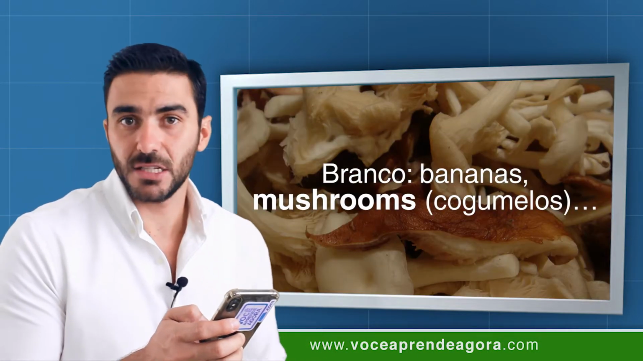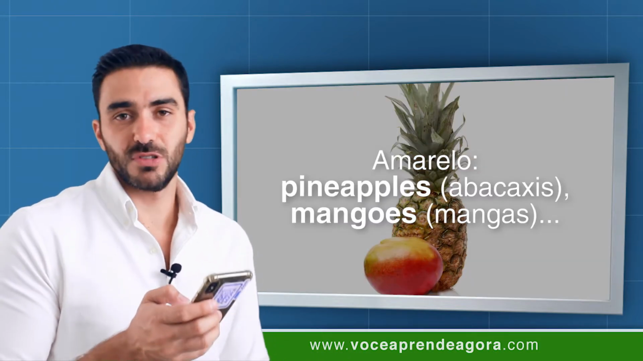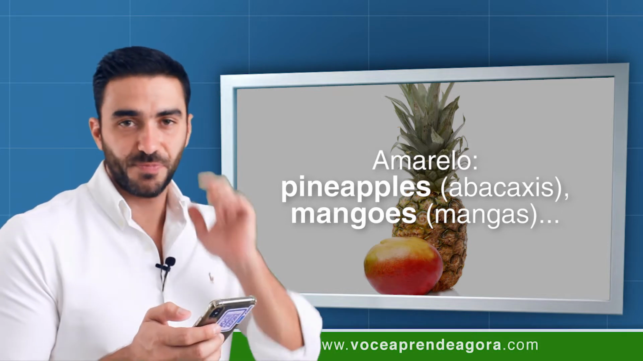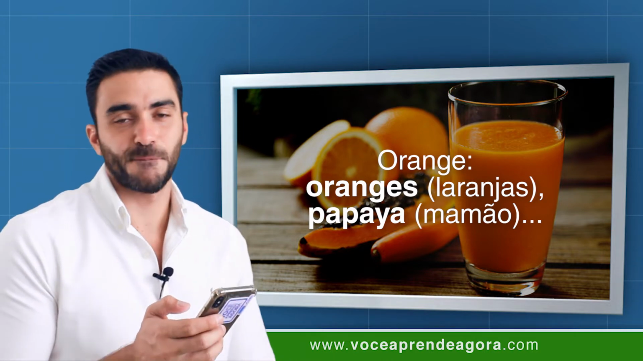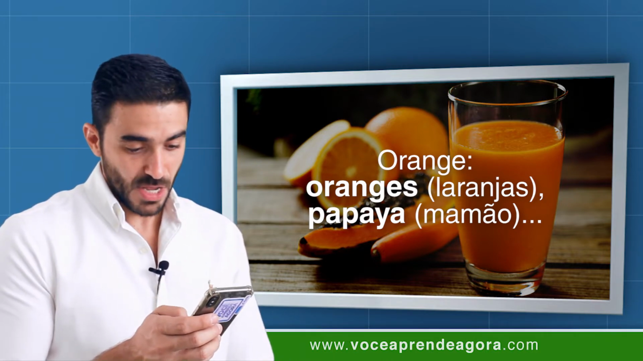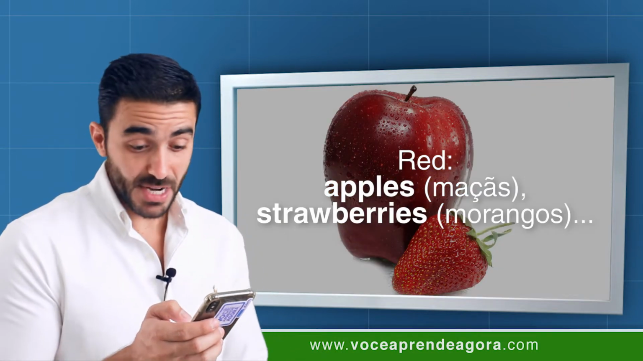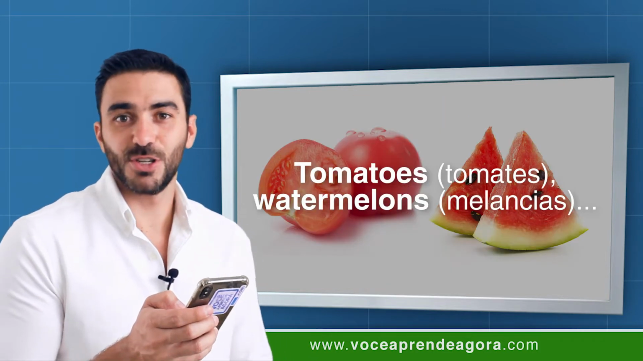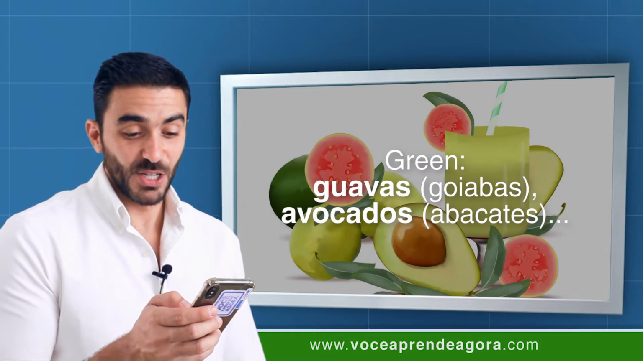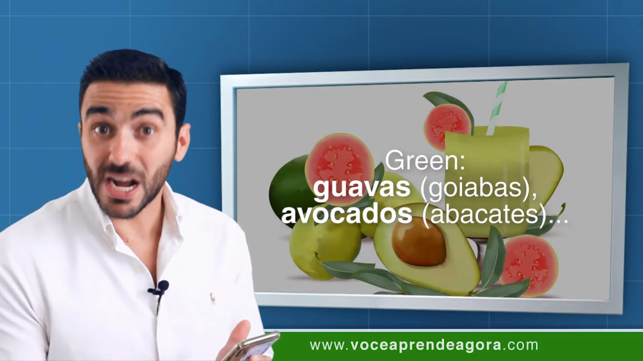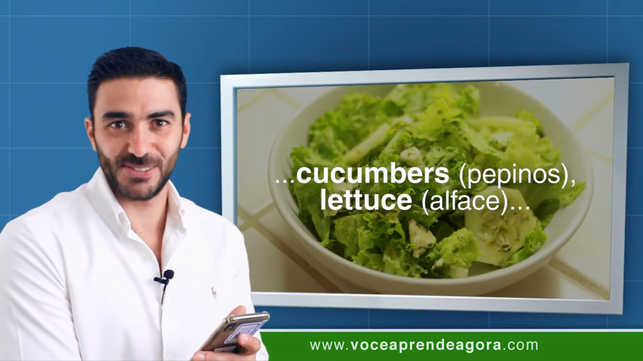White: bananas, mushrooms. Yellow: pineapples, mangoes. Orange: oranges, papaya. Red: apples, strawberries, tomatoes, watermelons. Green: guavas, avocados, cucumbers, lettuce.